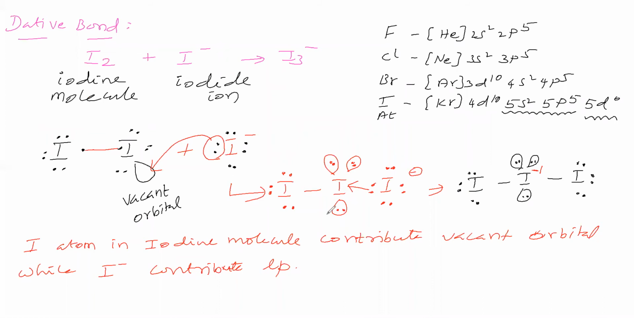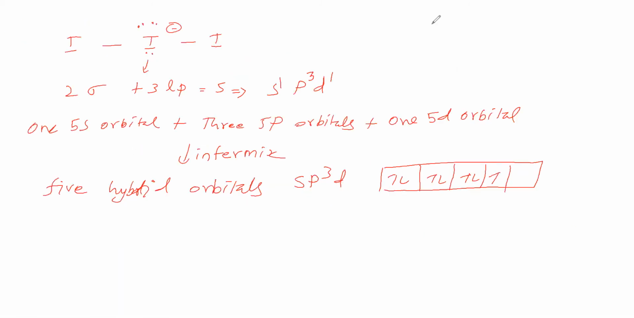This iodine atom is in the iodine molecule. This iodine atom has contributed 1 electron for bonding. This bond contains 2 electrons. These 2 electrons are shared by both. Therefore, the 2 electrons we will write here. So this unpaired electron has gone for bonding. Therefore, it becomes a covalent bond. Covalent bond means sharing of electrons. 2 electrons we have given.